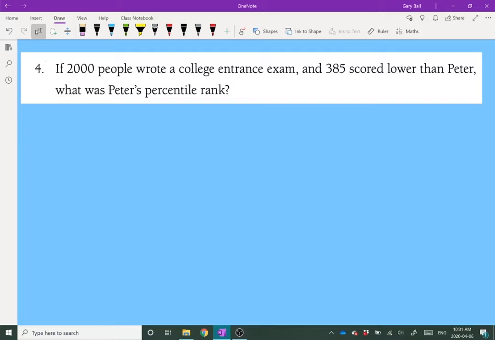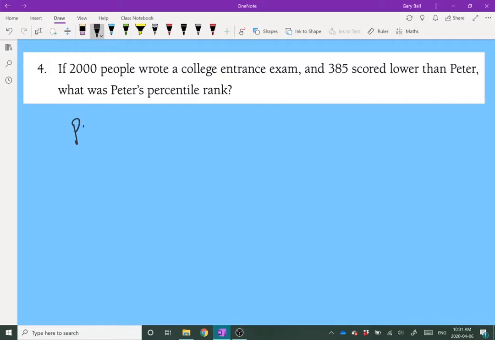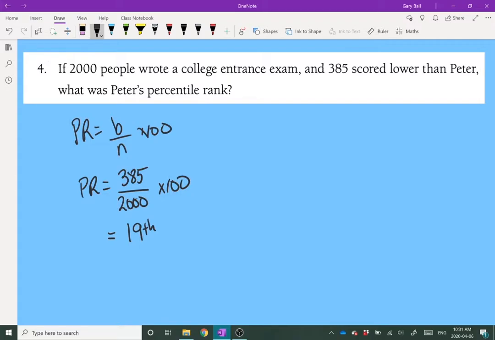All right, let's do a question here. If 2,000 people wrote a college entrance exam and 385 scored lower than Peter, what was Peter's percentile rank? So I can start putting all this information directly into my formula. Percentile rank equals number below divided by the total number times 100. 385 below, there were 2,000 people in total, times that by 100, ends up being the 19th percentile.